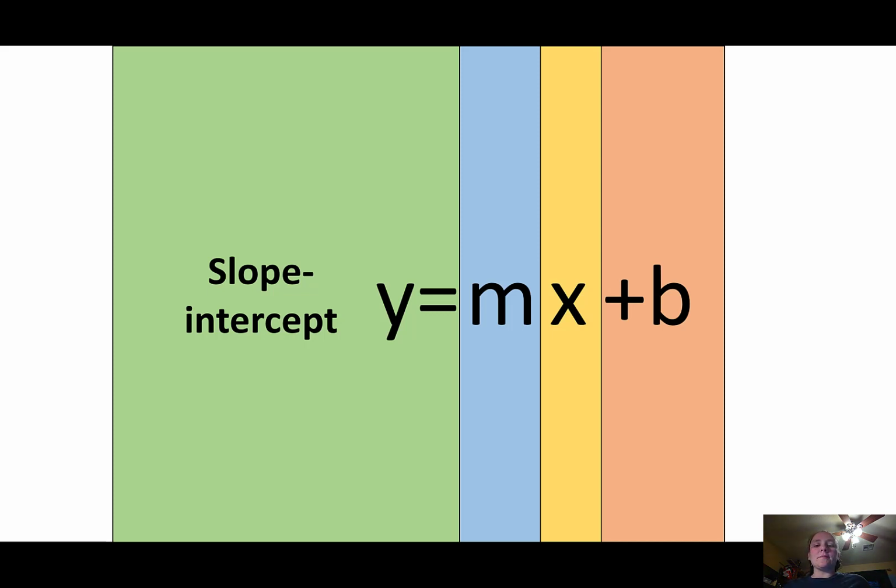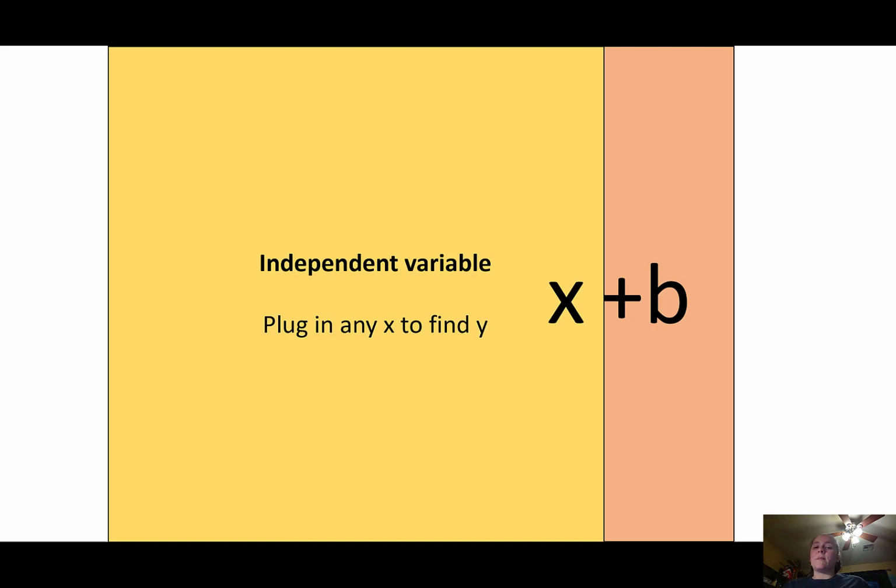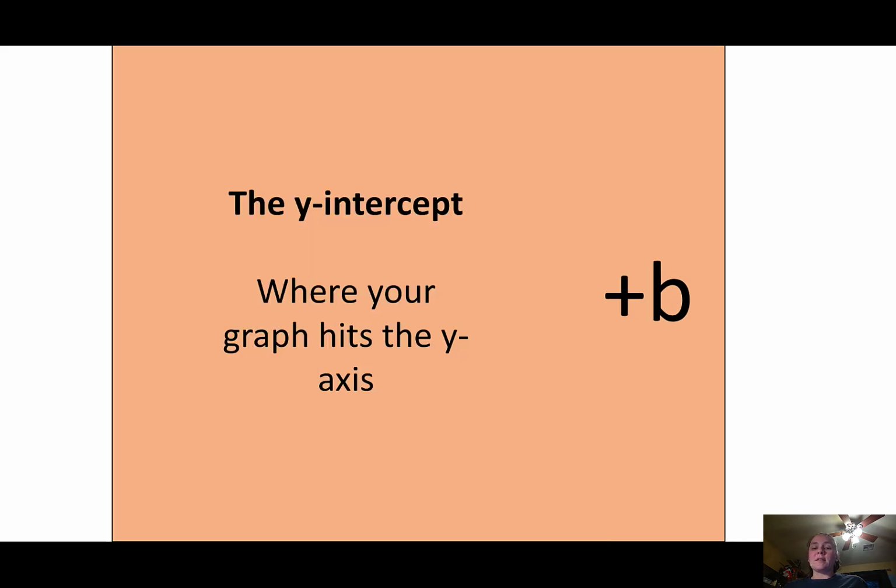So y is just y. Remember, m is my slope, and that can be found using the slope formula if we need to. x is the independent variable, so we could plug in any x to find any y on our line. And b is the y-intercept. So remember, the y-intercept is the point where we cross the y-axis. All right, so all I need to write in slope-intercept form is the slope and the y-intercept.